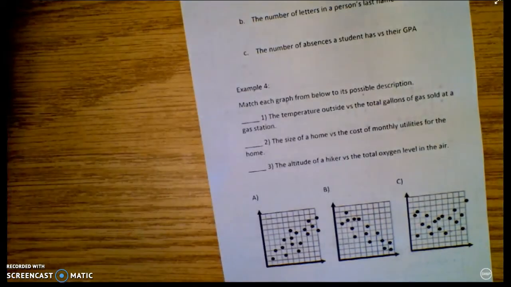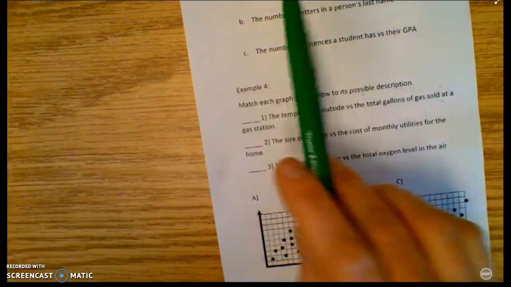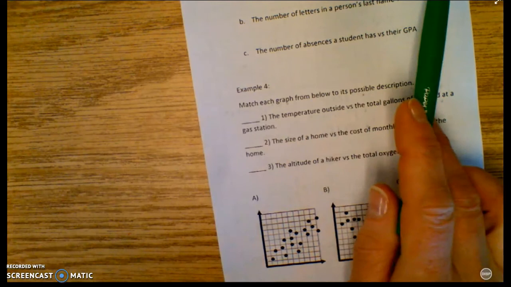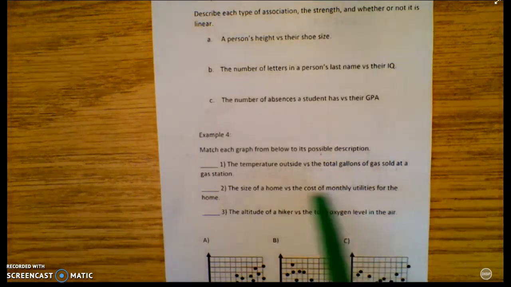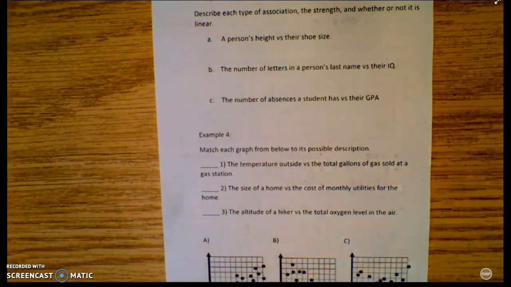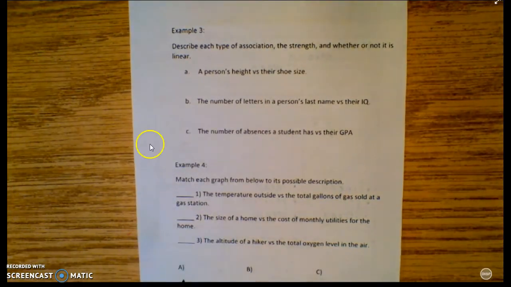So, to finish our lesson today, we have some questions on the back. What I would like you to do on the back is read carefully. Up at the top, you're trying to decide what kind of association you have, how strong it is, and whether or not it's linear. Same thing we did with the graphs, but your scenarios are written out. So try those. And then down here, you're doing a matching assignment where you've got to see which graph you think is going to represent the description that is written. So again, pause the video, try these questions, and then play it to check your answers.